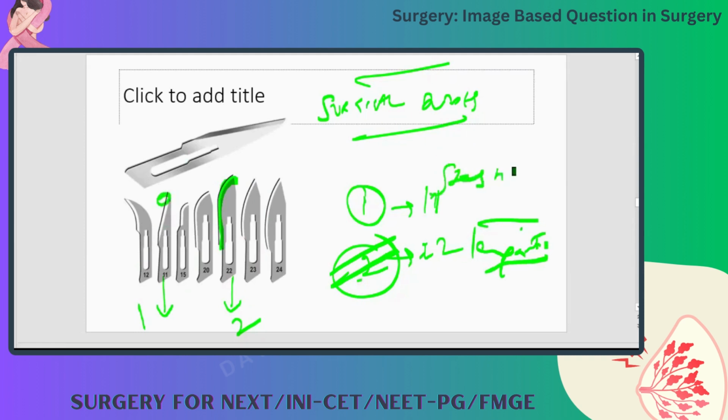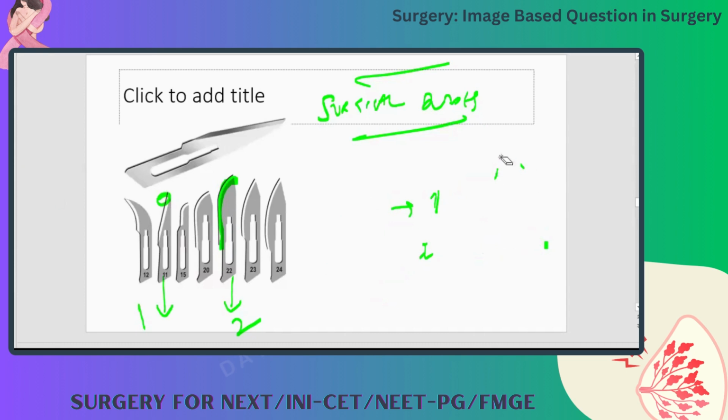Where do we go for stab incisions? For cystectomy as well, we use those. Like circumcision. If there is a cavity with pus, what do you need to do? Incision and abscess drainage, basically, I&D. So for I&D, you give a stab incision. So 11 for I&D, stab wound. 22 for laparotomy.